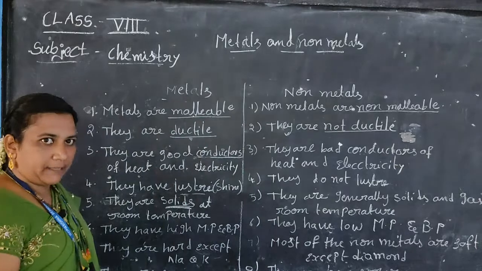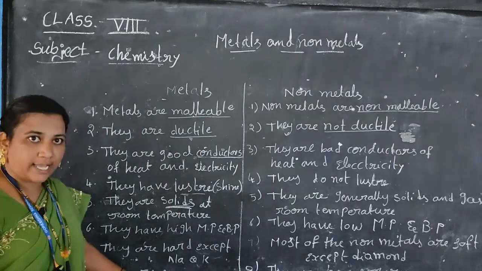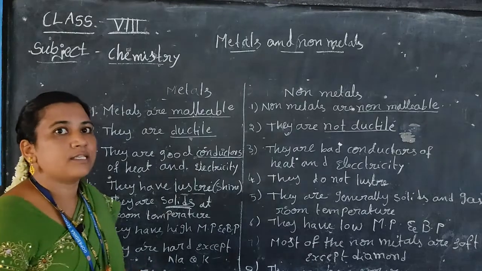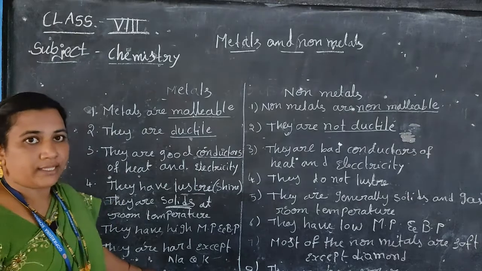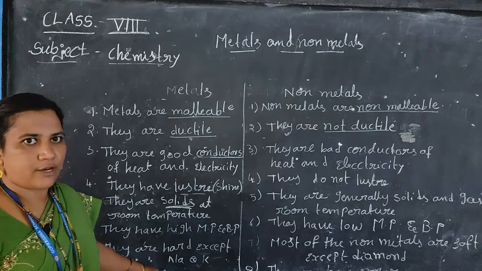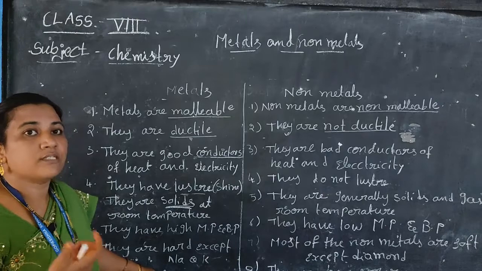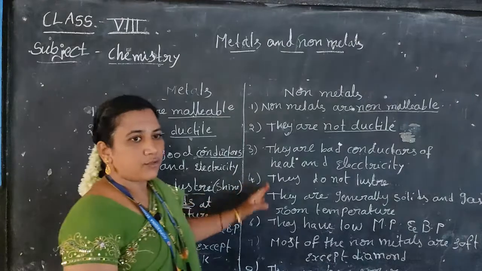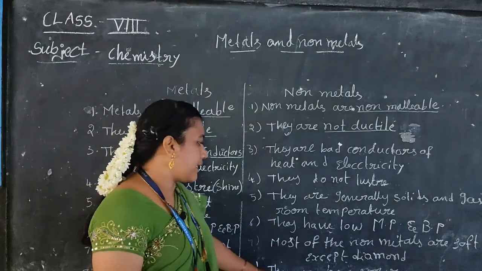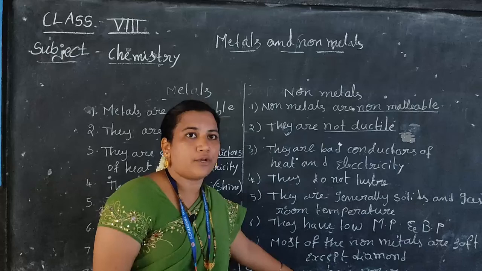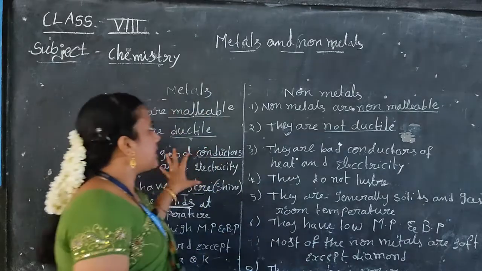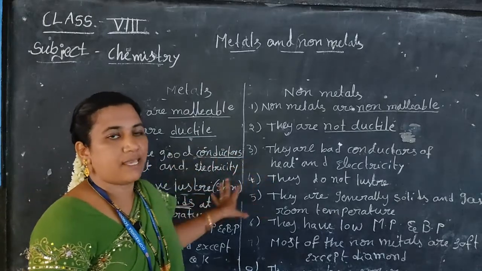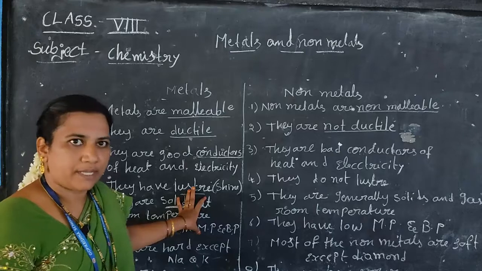Next, the last property: metals are sonorous. They produce sound when we hit them with a hammer. If you take ringing bells made with metals, they produce some amount of sound. That property is called sonorous. Next, coming to the non-metals, they are non-sonorous. They will not produce any sound. These are the differences between metals and non-metals based upon their physical properties.